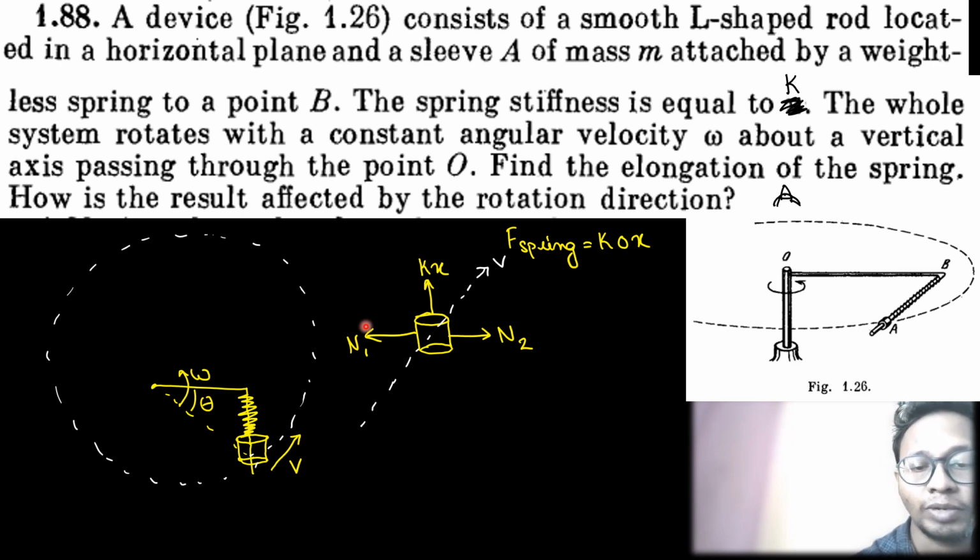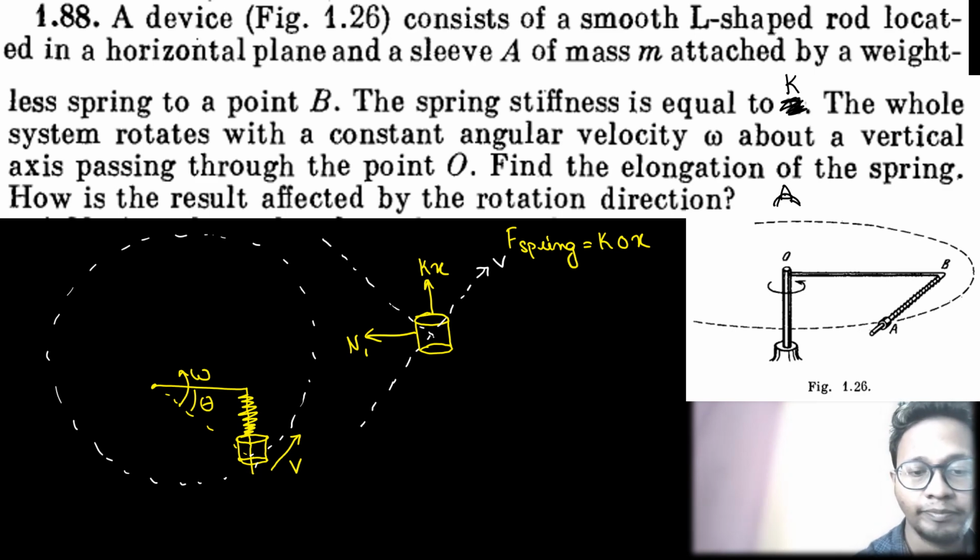So therefore the normal reaction force has to cancel out the component of the spring force along the direction of velocity. So the normal reaction force would be in this direction. Now see, this is the direction of velocity, and this is the direction of radius.